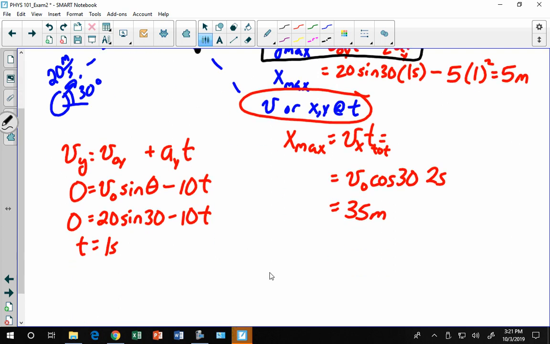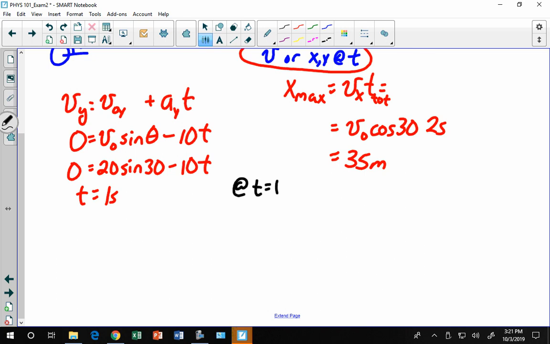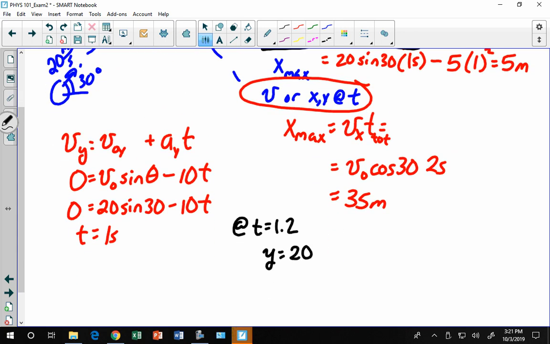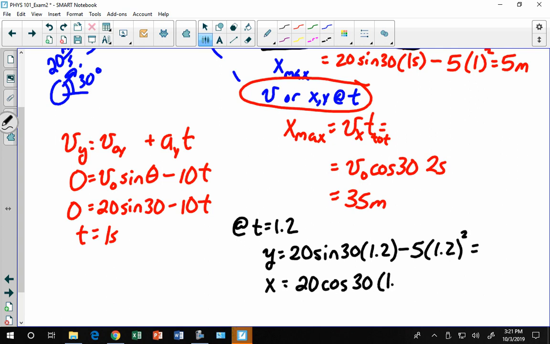Yeah, okay. So I would say at t equal 1.2, y is equal to V naught y, which is 20 sine 30, times 1.2 minus 5 times 1.2 squared. And that would be the y position. And then the x position would be 20 cosine of 30 times 1.2. X is equal to Vx times t. Those are my two kinematics equations for x and y. And then those would be my x and y coordinates, whatever those are.